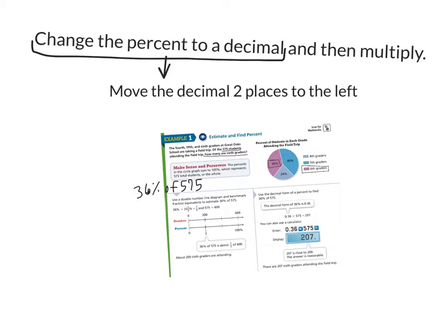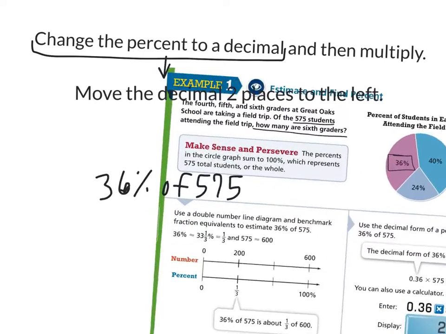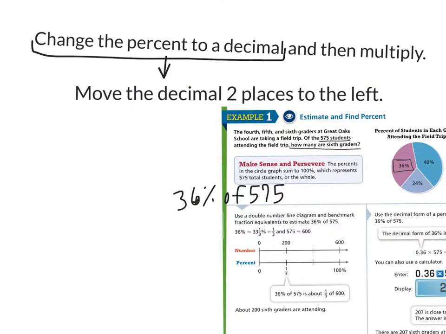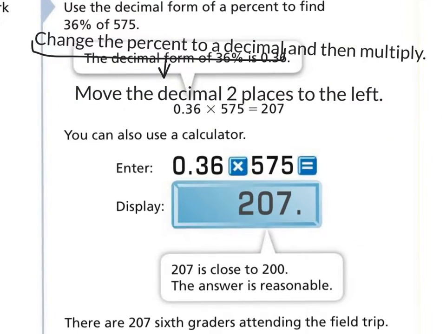And again, if you forget, it's not the end of the world. You just remember 36%. A percent's a number out of 100. It's 36 over 100. So 36 hundredths as a fraction would be 36 hundredths as a decimal. It's just one extra step is all. Like they're doing here in your book, we could do it by hand, move your decimal 2 places to the left. Just to make it quicker, I will allow you to use your calculator. So 36 hundredths times 575, and you get 207.